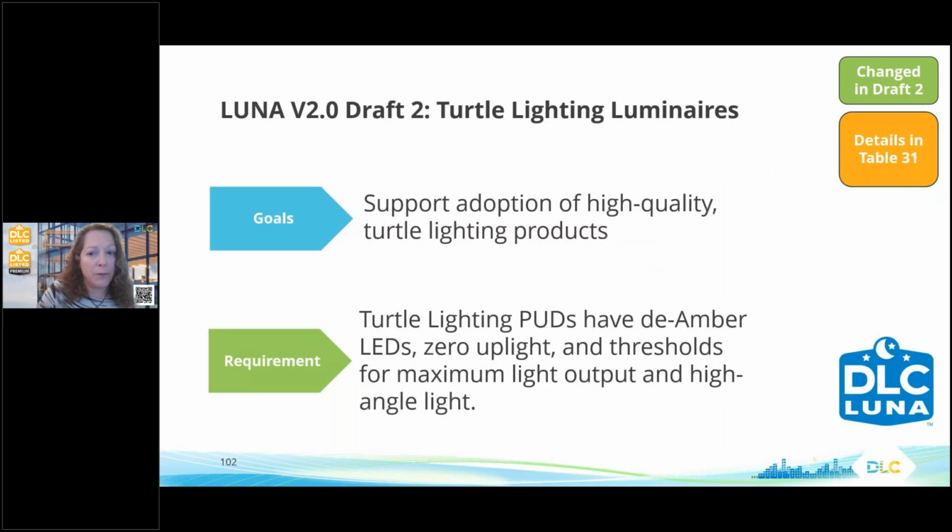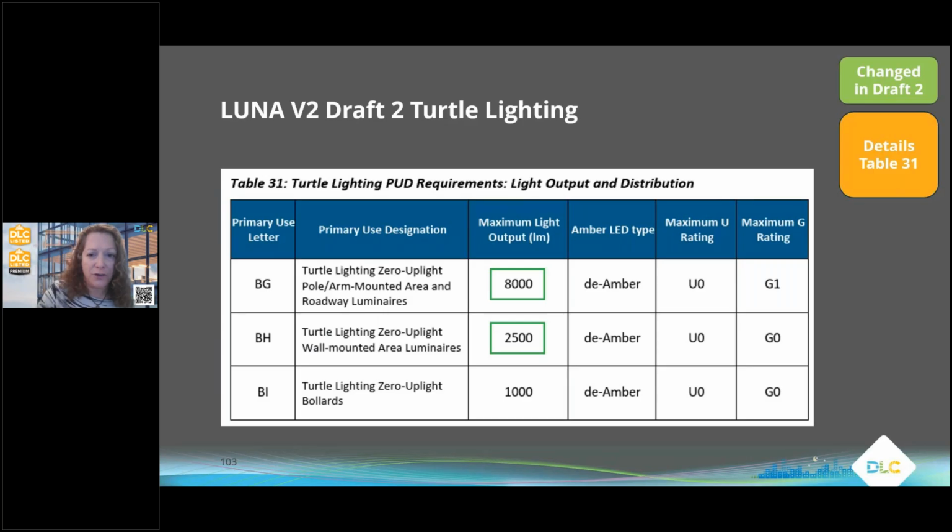Luna version 2.0 also provides eligibility options for turtle lighting luminaires to support adoption of high-quality products. These products must meet the Luna version 2 requirements for shielding and testing that I mentioned previously, and have additional requirements that are important so as not to disorient sea turtles from entering the surf at night. These include the requirements to use direct emission amber LEDs or narrowband amber LEDs, the requirement to have zero uplight, and thresholds on high angle light and maximum light output. Let's look at the details of our changes in Draft 2.